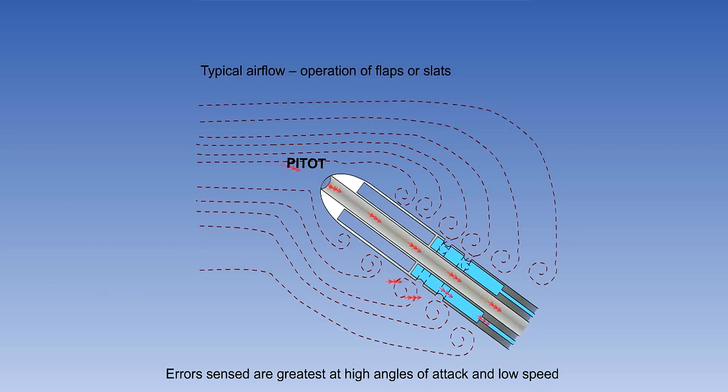Operation of the flaps or slats can cause significant changes to the angle of attack, which in turn can affect the turbulence created, and flight manuals may list different values of position error for different flap settings. Before moving on to the next error, which is maneuver error, let's look first at how the effect of position error can be reduced.